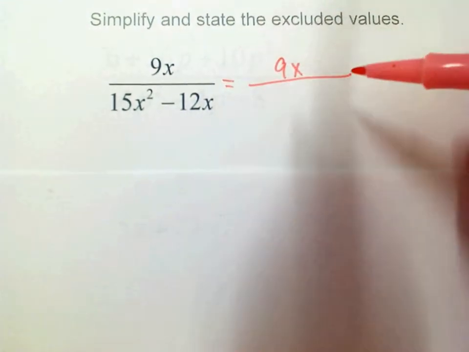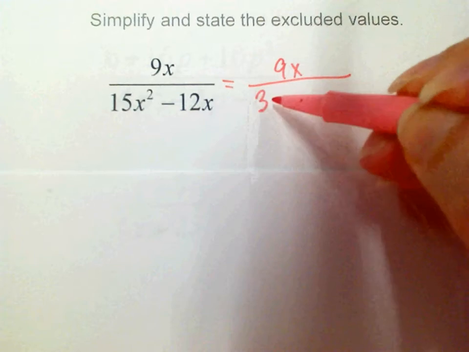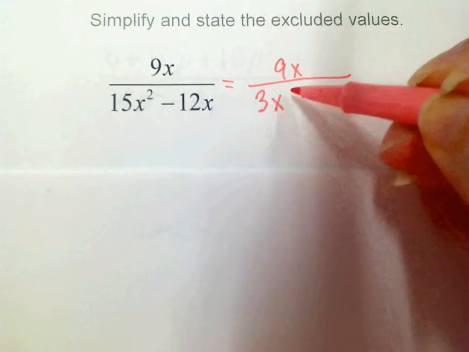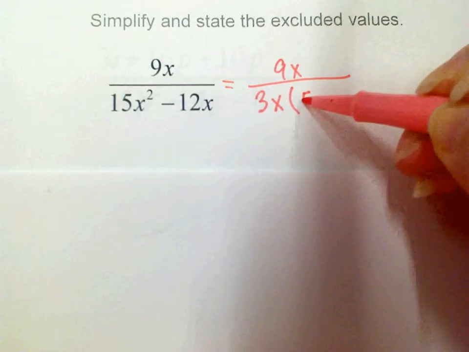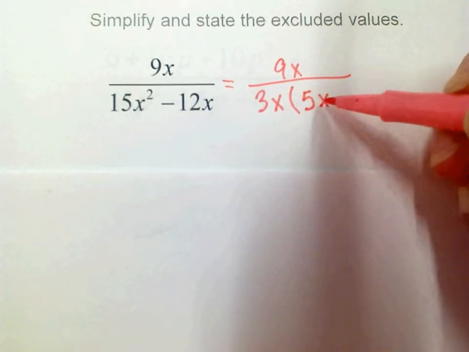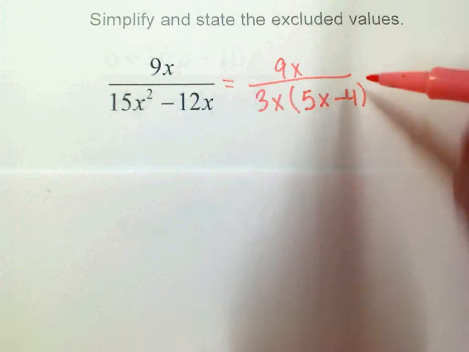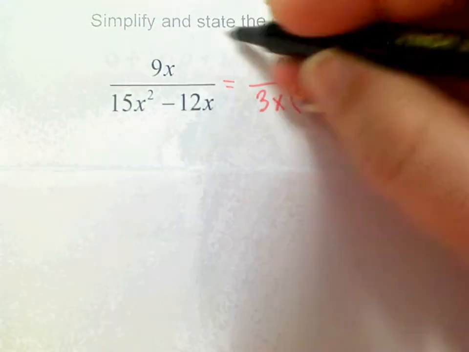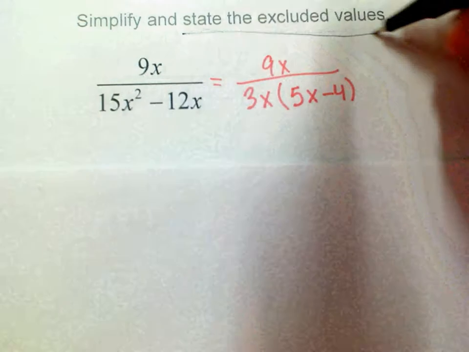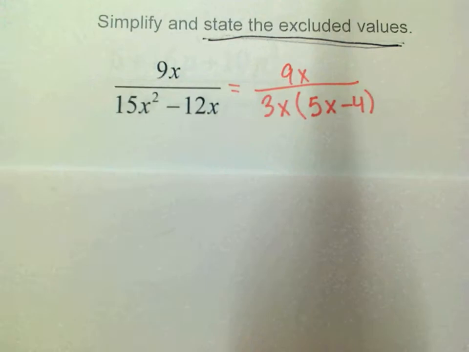I can factor out a common factor of 3x. What am I left with? Okay, so can I simplify? Actually, just kidding. Right here is where we're going to go ahead and state the excluded values. So as soon as you factor the denominator, I would go ahead and state the excluded values, but not with that pen. So what are the excluded values? What can x not equal?